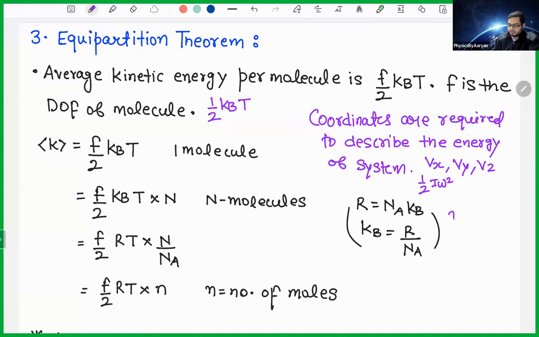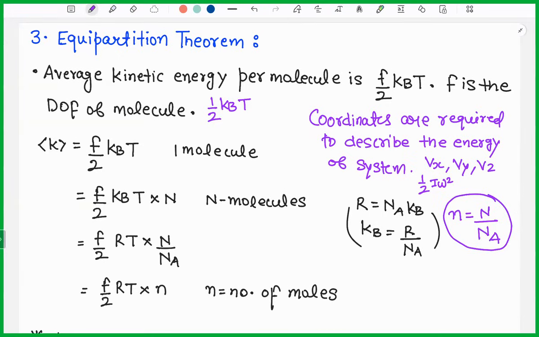So can you tell me, is this okay with everyone? Number of moles is given by number of molecules divided by Avogadro number. Is this a correct definition for number of moles? I hope everyone is clear with this basic chemistry concept. Number of molecules divided by Avogadro number.